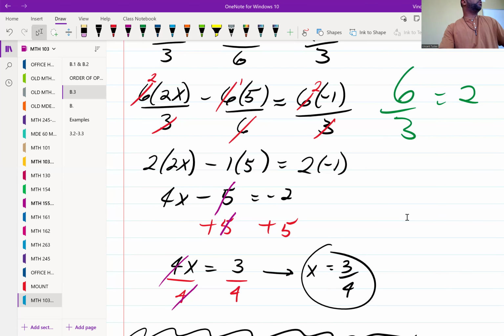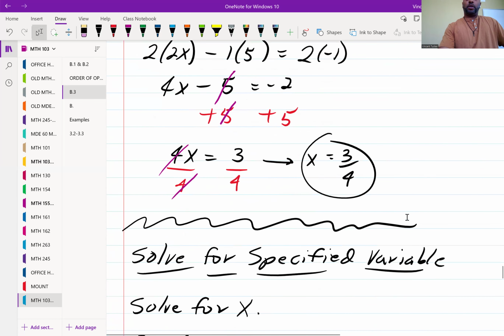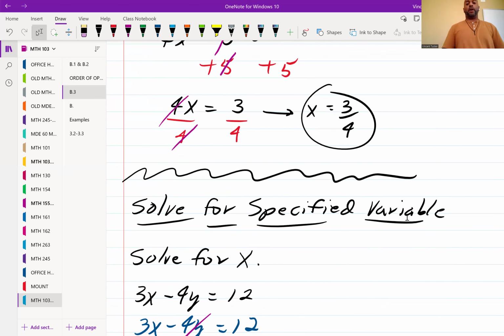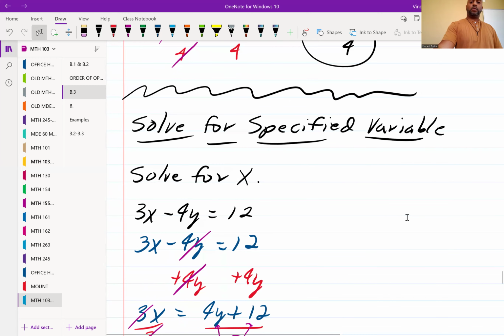All right, let's go. The next few problems are just solving for a specified variable. In these cases, we're not going to have a solid number as our answer, like x equal to 5, or like in our last one, x equal to 3/4. We're going to have more than one variable involved, and our goal is just to get the variable they ask us for by itself. The other side of the equation will just be an expression.